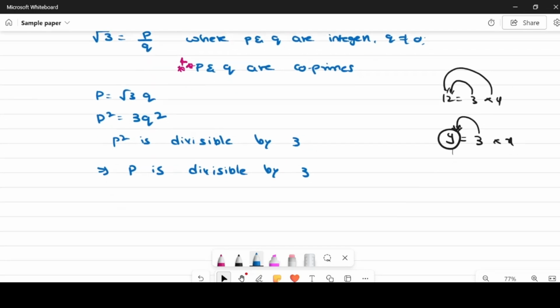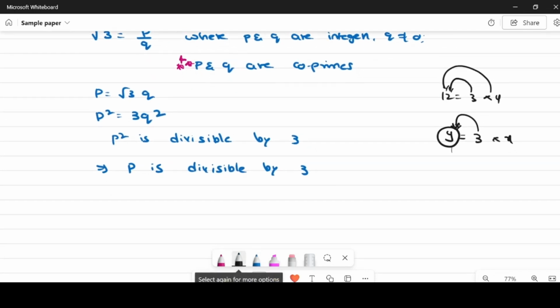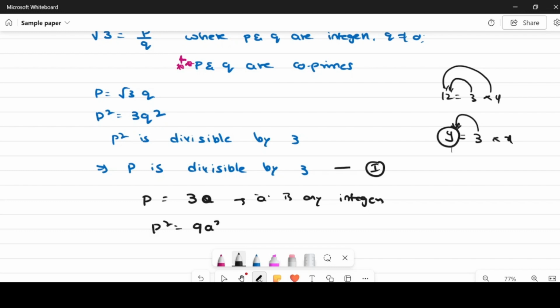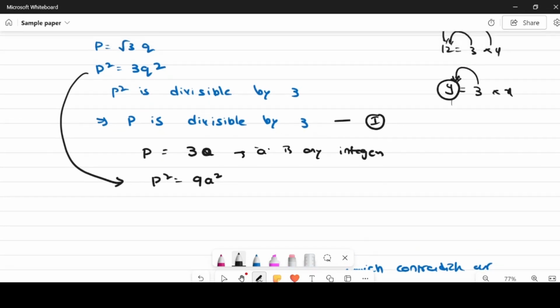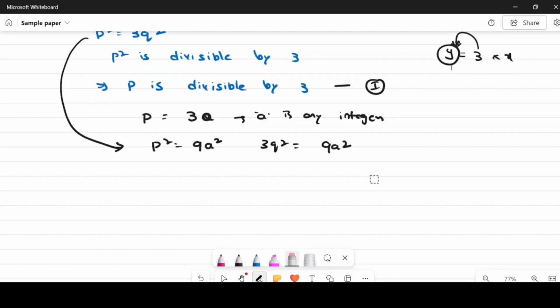Alright, let us say this is result 1. Since p is divisible by 3, we can write p as 3 into some constant, say a, where a is any integer. So p square is equal to, if we square on both sides, 9a square. But we have p square is equal to 3q square. If you substitute that, we get 3q square is equal to 9a square. So we can cancel 3. We have q square is equal to 3a square.